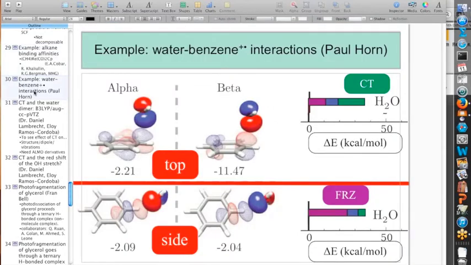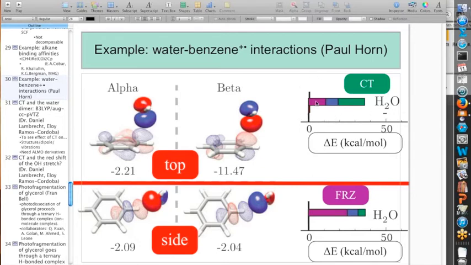Well, I should show you some species that involve radicals, because that's the new capability of Q-Chem 4.1. So let's consider for a couple of minutes the interaction between the water molecule and the benzene cation. And you can imagine two kinds of complexes here. The first complex is one where the water molecule is interacting with the benzene cation from above the benzene ring. And there's a little bar graph over here on the right-hand side showing you the ingredients of the interaction.